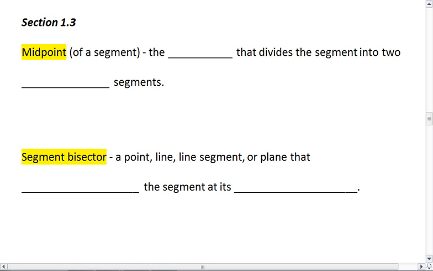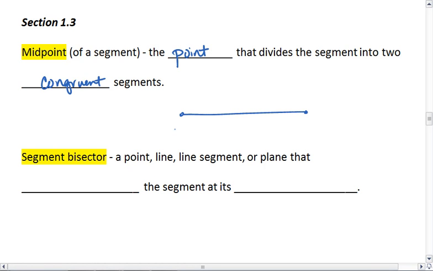In section 1.3, we'll start by talking about midpoint, particularly the midpoint of a segment. Midpoint is the point that divides the segment into two congruent segments. A midpoint is basically going to divide your segment in half.